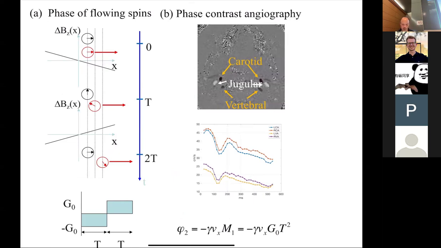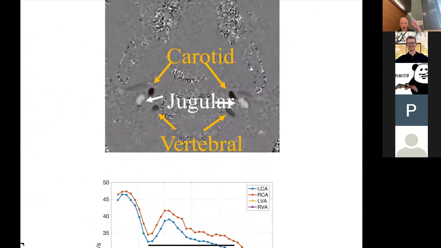So this method is what's called phase contrast angiography. And you can see here that the color of the image is telling you what the velocity is and also which direction it's going. Okay. So for example, here you see the carotids and the vertebrals, those are the arteries supplying blood to your brain. And so black means, in this case, it's moving this way. And then you see here, these are your jugular veins. And so the velocity is going in the opposite direction, right?